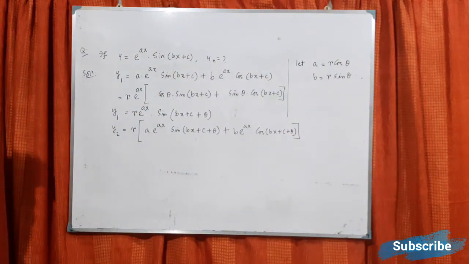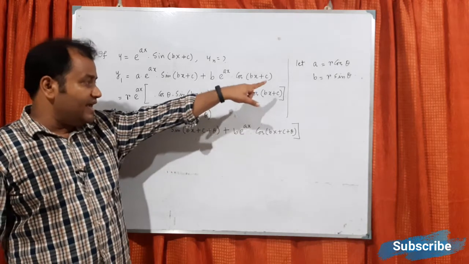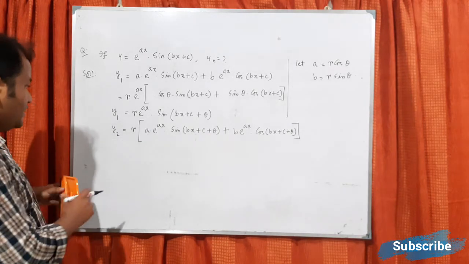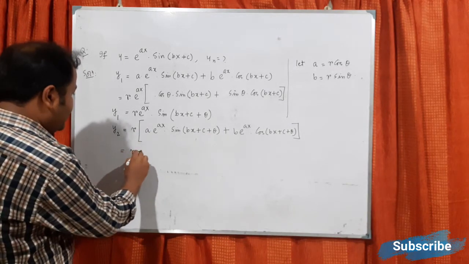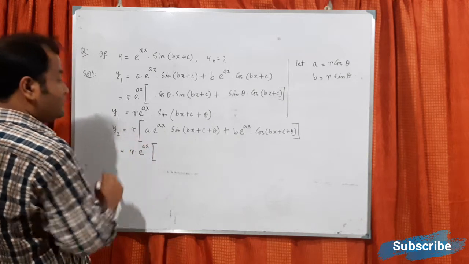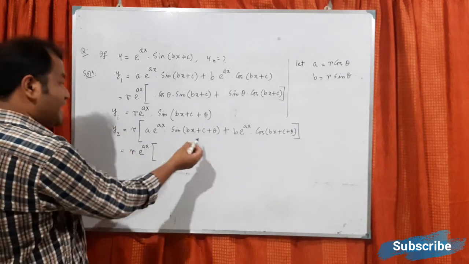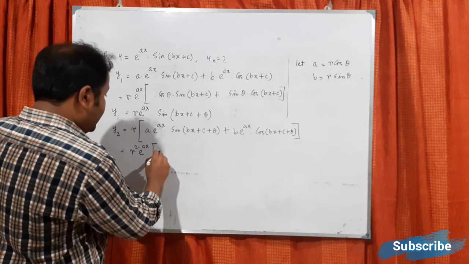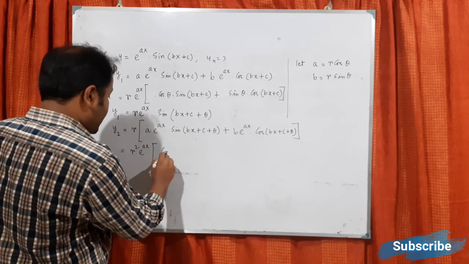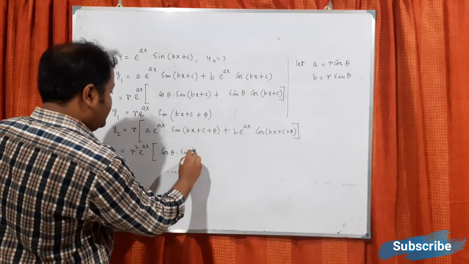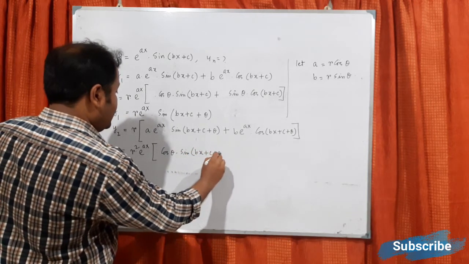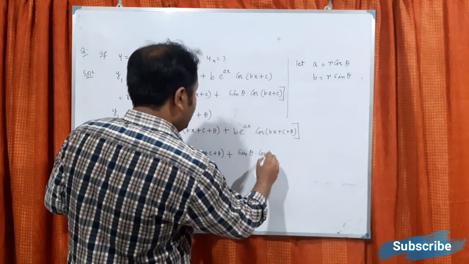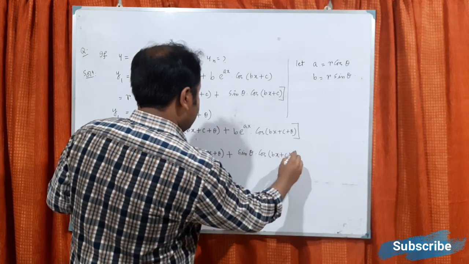The same logic we apply. Now again we incorporate a and b value, a value as r cos theta, b value as r sin theta. So now r e power ax I am taking outside, a equals r cos theta, b equals r sin theta, so that r also we are taking outside, so it is becoming r square. Then what is remaining? Here it is remaining a, that is cos theta, sine of bx plus c plus theta, plus b means sin theta cos of bx plus c plus theta.